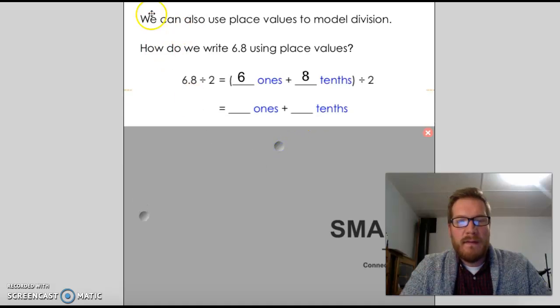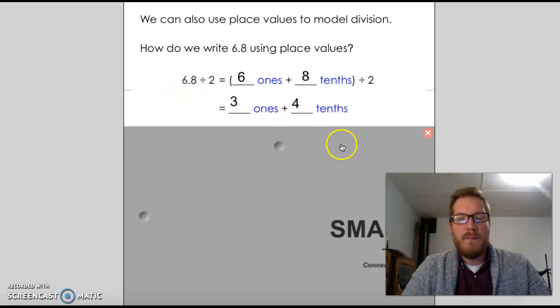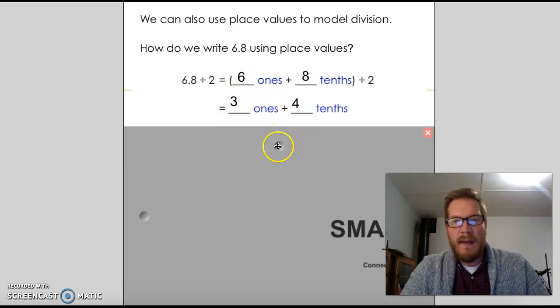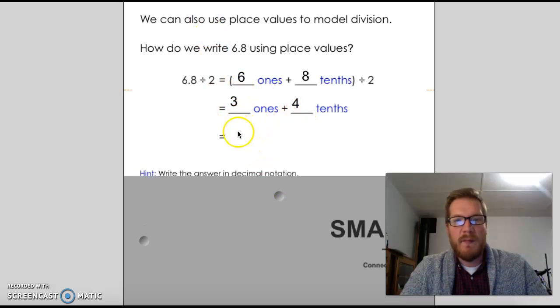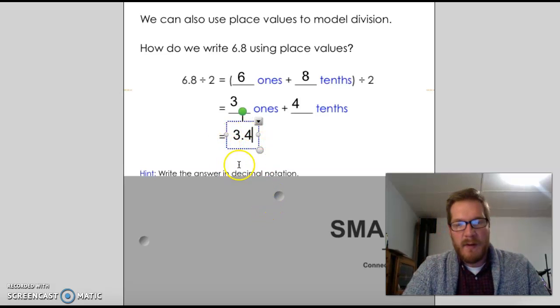And so 6 divided by 2 is going to give us 3. And 8 divided by 2 is going to give us 4. So when we divide 6.8 divided by 2, we're going to get 3 ones and 4 tenths, which is just going to be 3.4. And that's using our proper decimal notation.